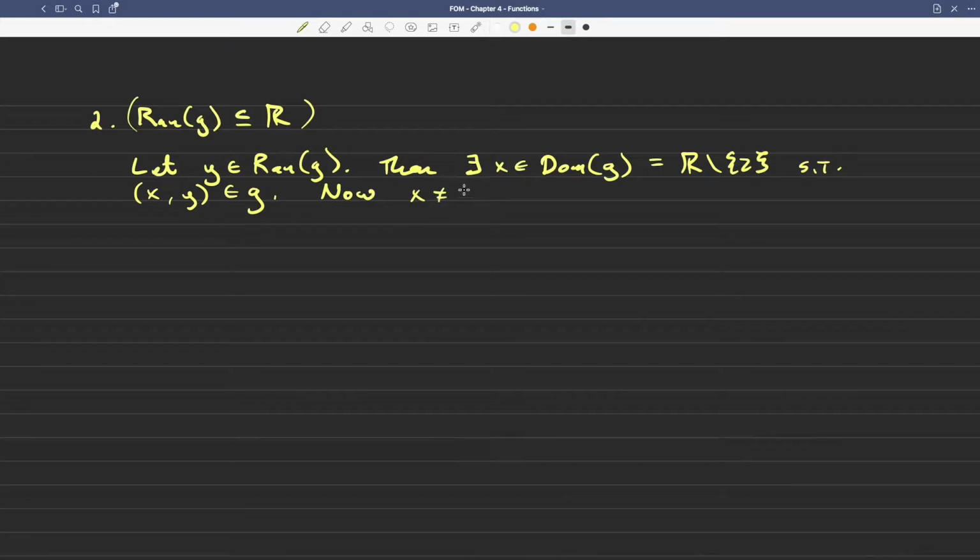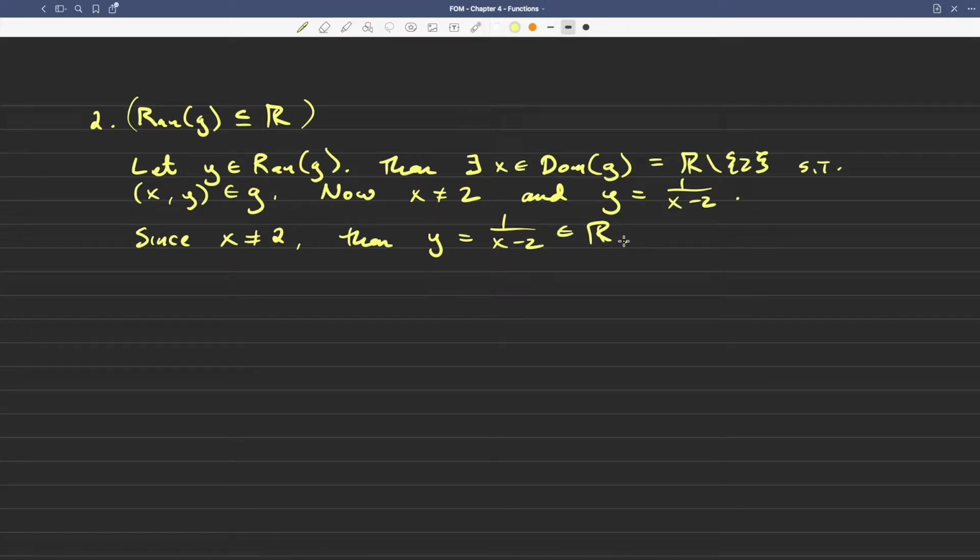Now x is not equal to 2, and we know that the y there has to be equal to 1 over x minus 2 on account of the ordered pair x comma y being in G. That's the membership conditions that have to be satisfied. Well, since x is not equal to 2, then the number y equals 1 over x minus 2 is a real number, because you're not dividing by 0. So if you do 1 over a real number that's not equal to 0, you get back a real number. This is sort of like some assumption about the real numbers that we're making here, but it's certainly true. All right, and then there you have proven the containment, because we started with y was in the range of G, and then we argued that y was in R. That was the containment we wanted to prove.